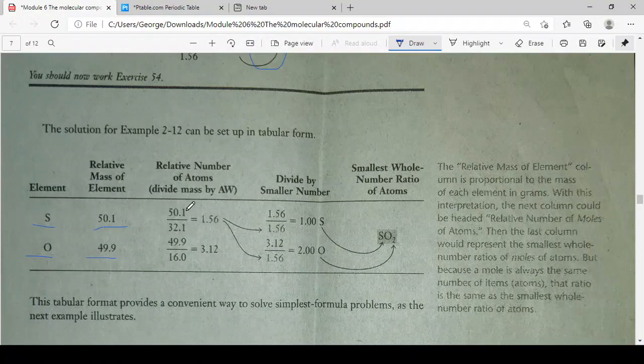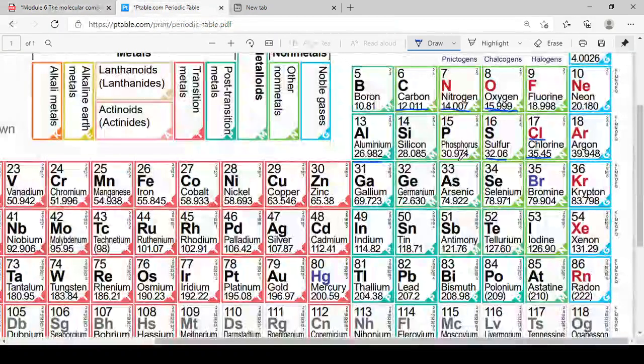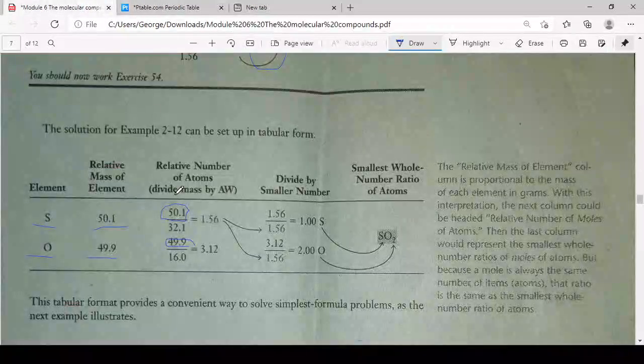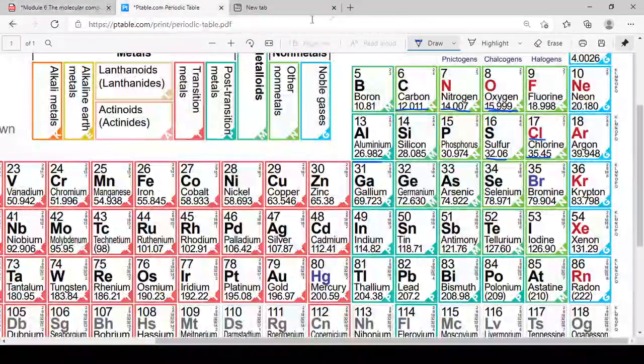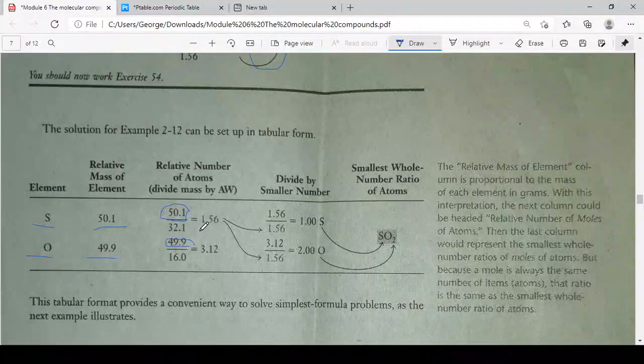Next, simply divide in tabular form. In their fractions, kids, the given grams, 50.1 and 49.9, you divide simply by the atomic mass found in your periodic table of elements. Sulfur is, again, 32.1 and your oxygen is 16. Simply divide them. You will also get 1.56 and 3.12. This is your step 1. Okay?